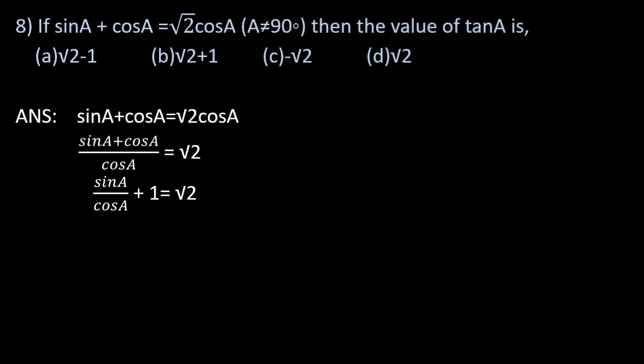Now I take this plus 1 to that side, it will become minus 1. So what is the value of sin A by cos A? Tan A. That is, tan A is equal to root 2 minus 1. Therefore option A, root 2 minus 1 is the correct answer.